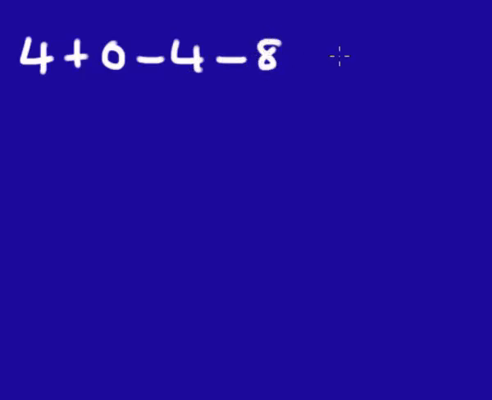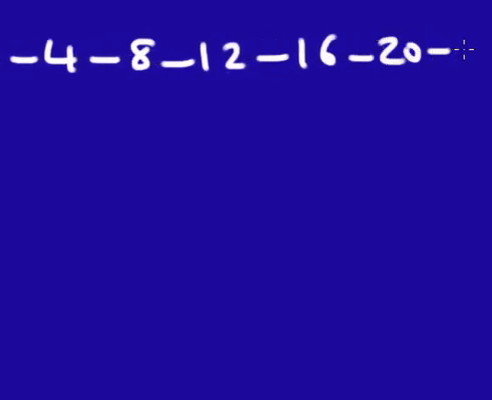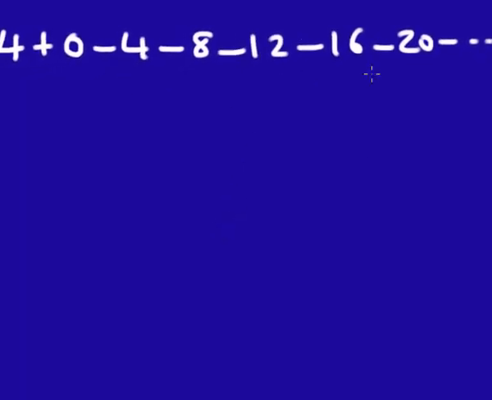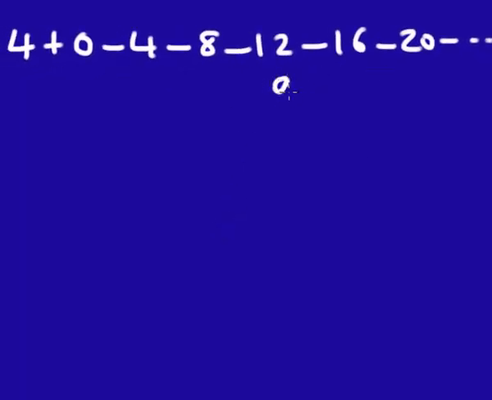Okay, grade 12s, let's have a look at another arithmetic series. Let's have a look at this one. I'm going to write it down. 4 plus 0 minus 4 minus 8 minus 12 minus 16 minus 20, and let's go on. Okay, it's arithmetic. The first term is 4. The constant difference is negative 4.